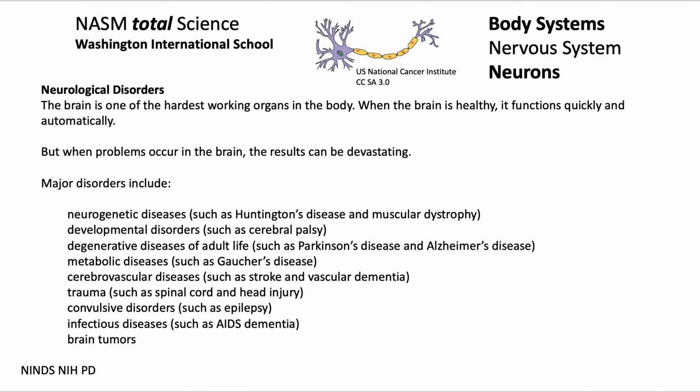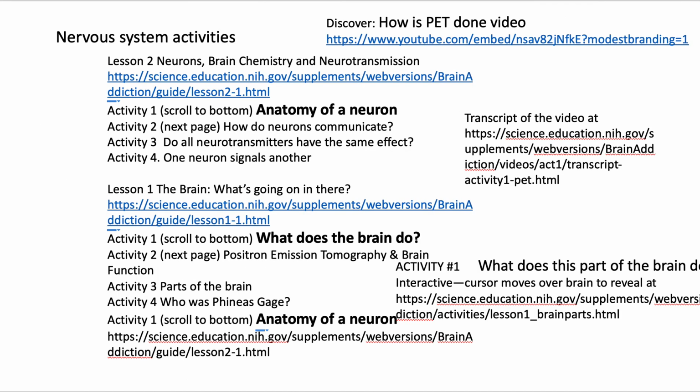And here's a list of some of the major disorders: Huntington's disease and muscular dystrophy. Some of these are genetic. Cerebral palsy, Parkinson's, a stroke, vascular dementia, trauma from spinal cord or head injury, convulsive disorders such as epilepsy, infectious diseases such as AIDS and dementia, and tumours.